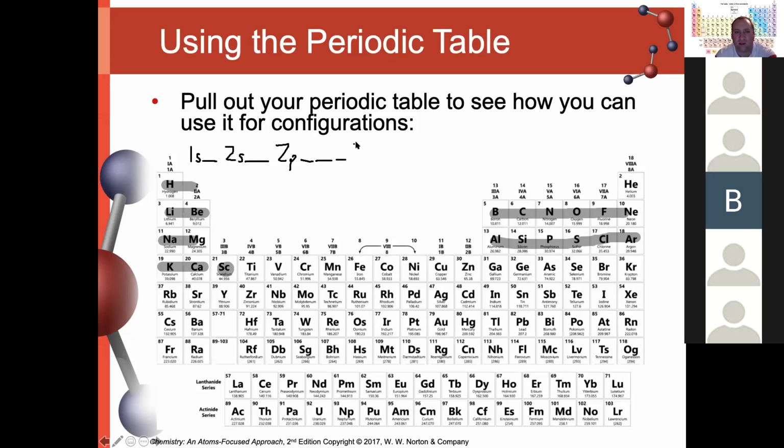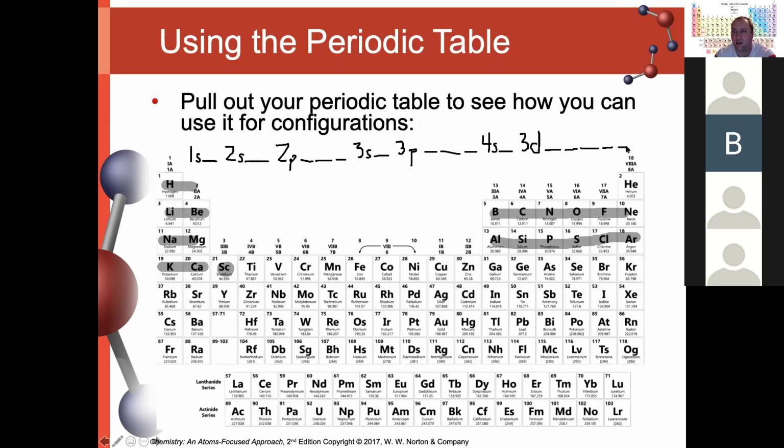Then 3s. Then 3p. Then 4s. And then finally 3d, which is where we can stop because that's where scandium is. And the d sublevel has 5 orbitals in it. So I need to draw 5 of these little lines.